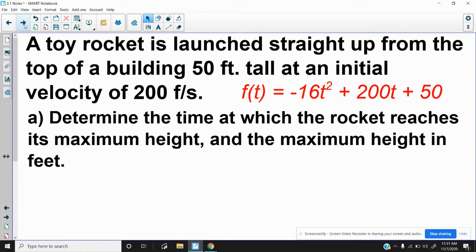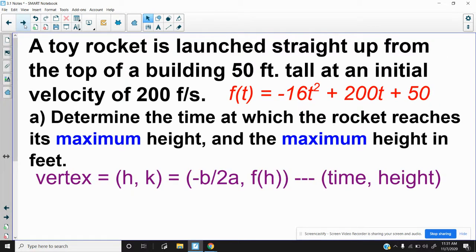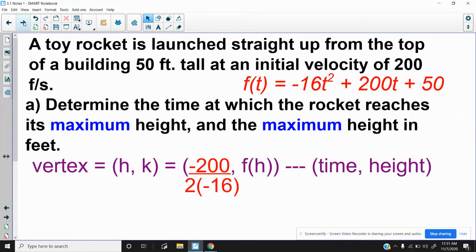We're to determine the time at which the rocket reaches its maximum height and the maximum height in feet. So maximum tells us we're looking for our vertex. I need to pay attention. This t value is time, so my h value is a time. And my f of t, well, that's a height. So I will find the h value to answer the first question and the k value to answer the second question.